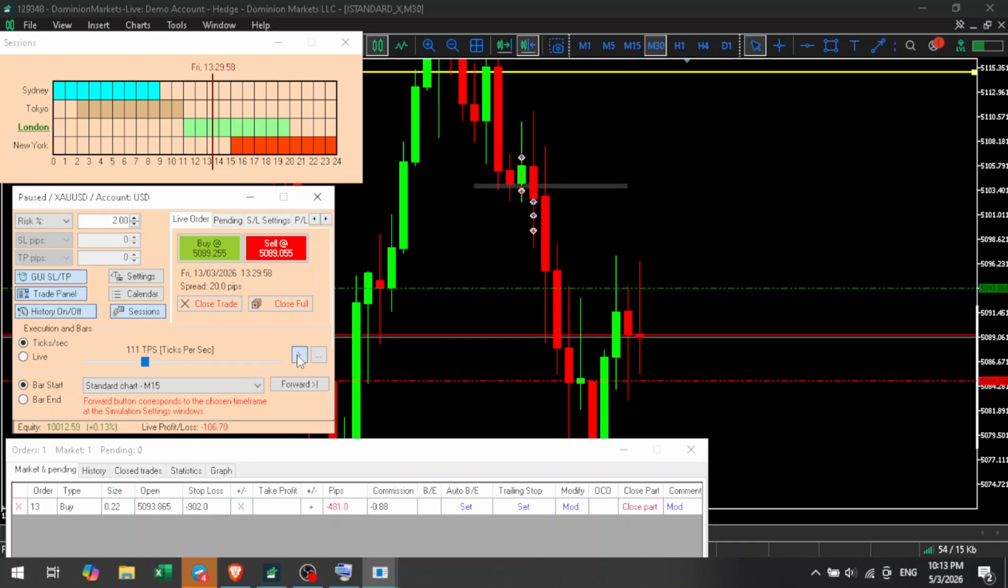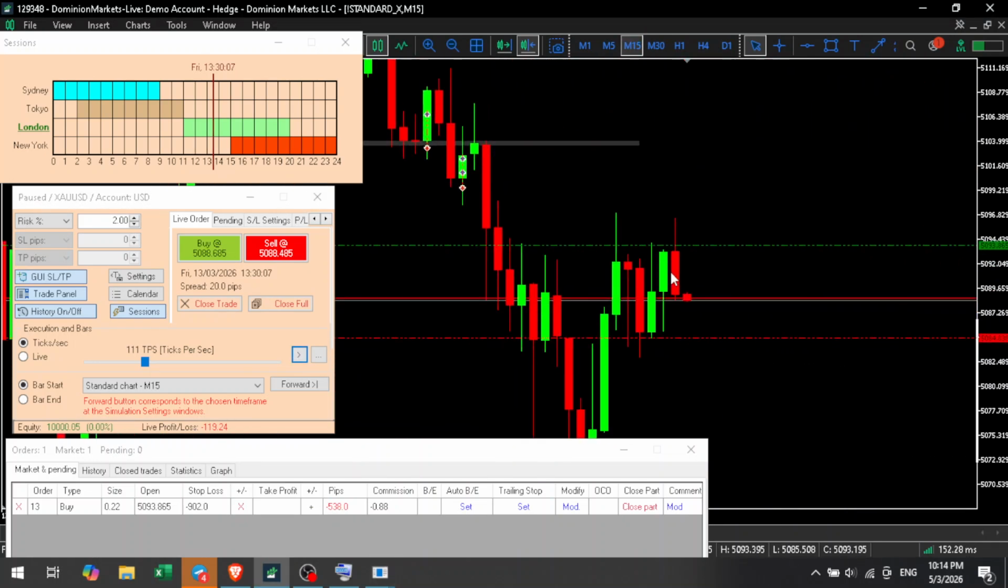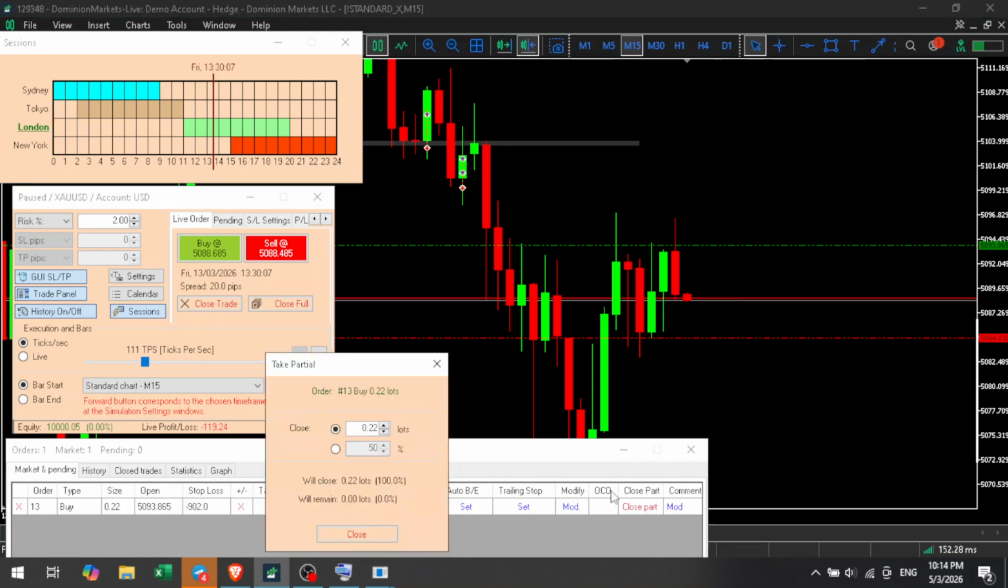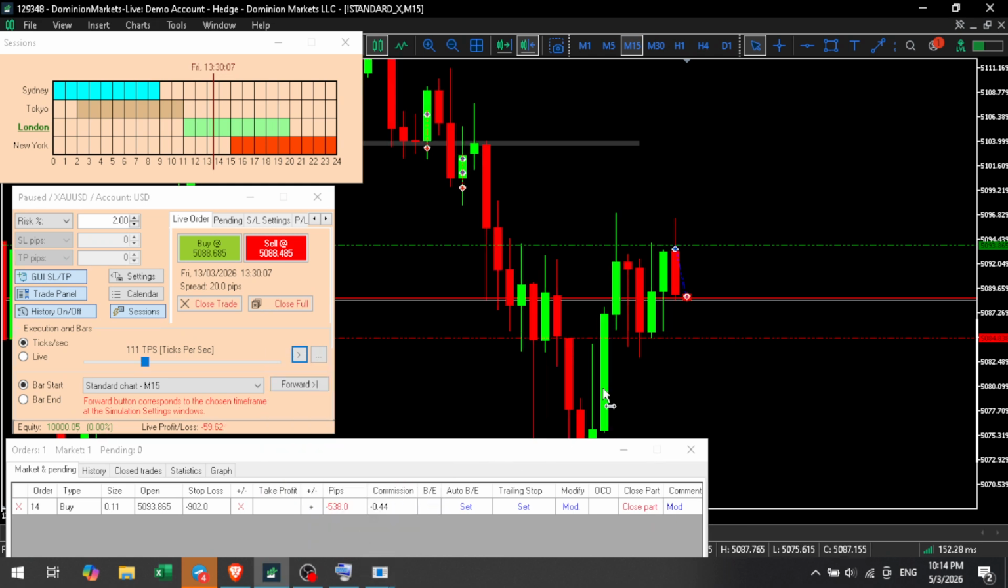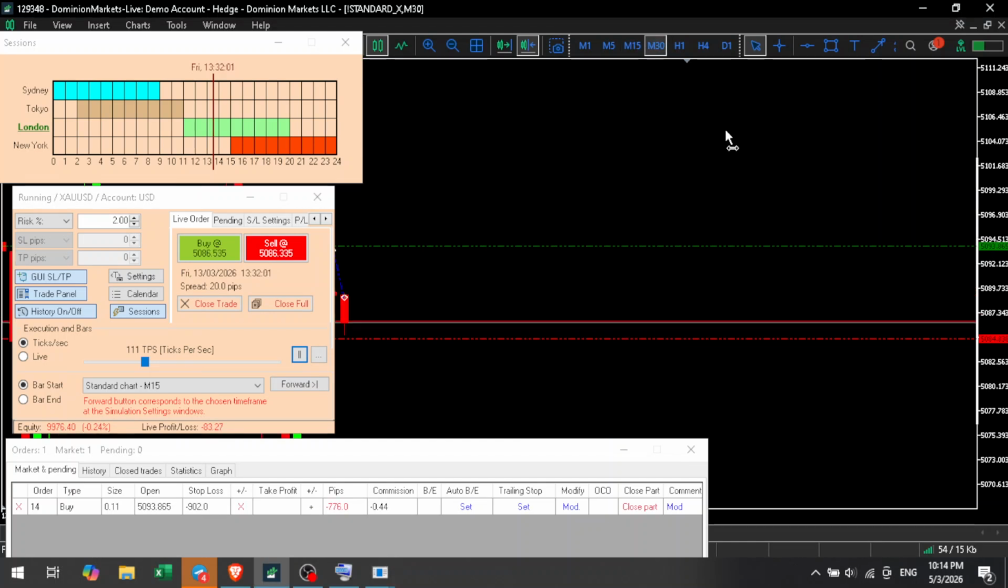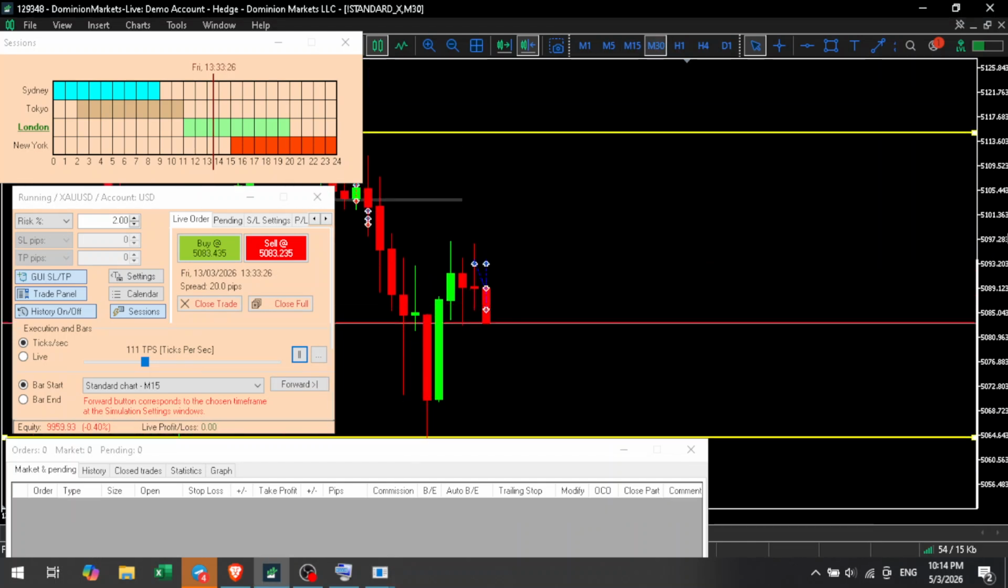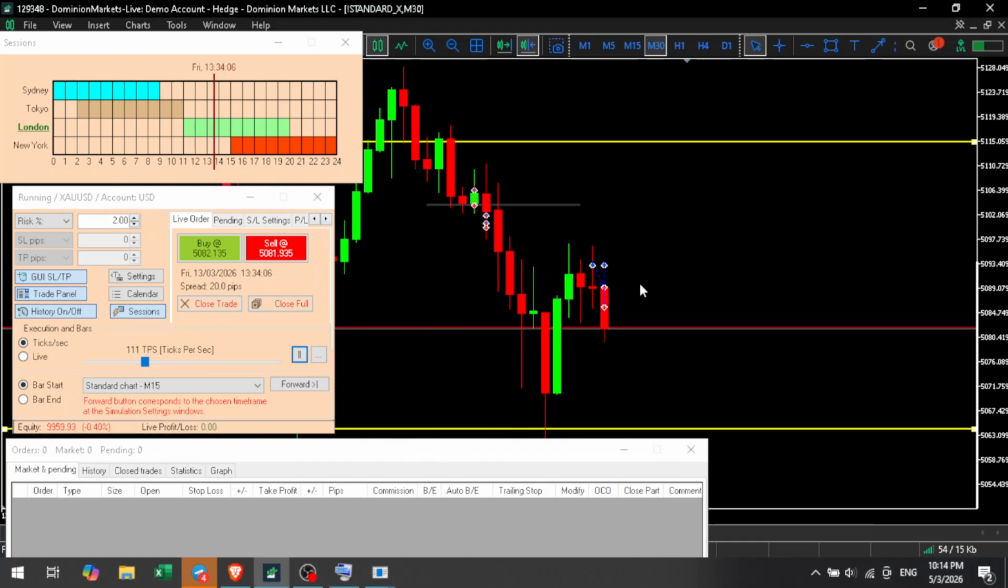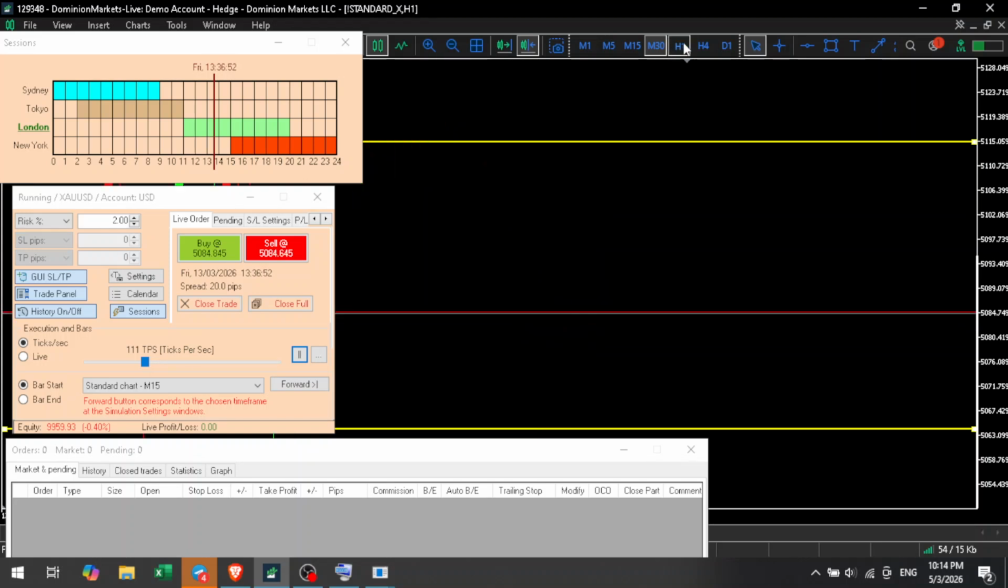We have a candle closure. On the 30 minute, 15 minute, let's close partial. Let's see how the next candle forms. We have a stop loss. Okay, we tried, guys. What can we say?